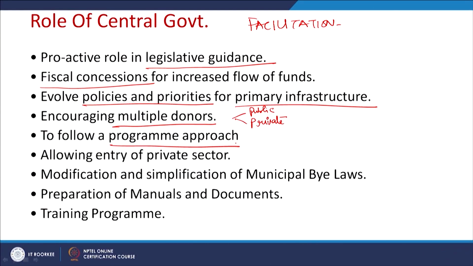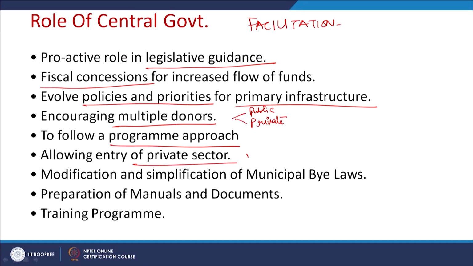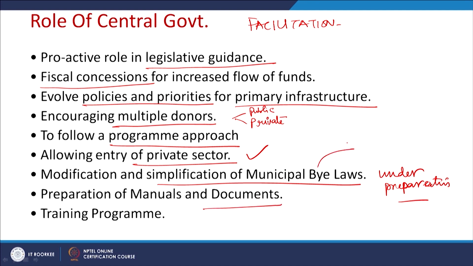Right now the Government of India is following the program approach. It is not a scheme or project approach. All the programs like AMRUT, HRIDAY, Smart City, Swachh Bharat are program approaches. Allowing entry of the private sector is done. Modification and simplification of the municipal bylaws is under preparation. All the state governments are directed and are preparing the manuals and documents. These municipal bylaws will ensure the delegation of financial power to the municipalities, and training programs. Training programs are also important; we have discussed them in detail earlier.